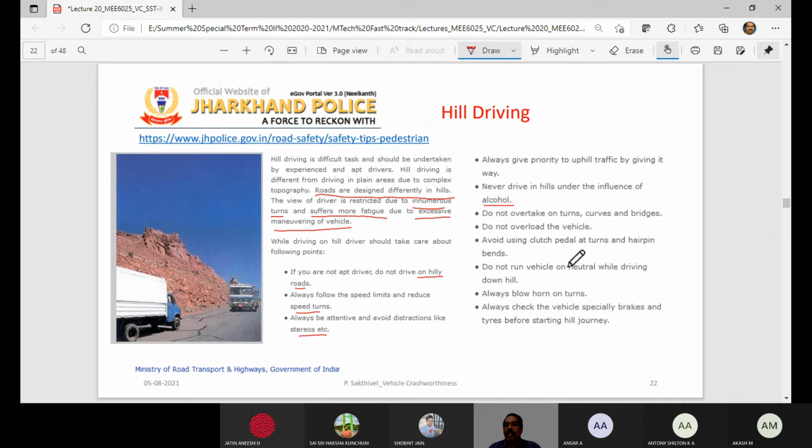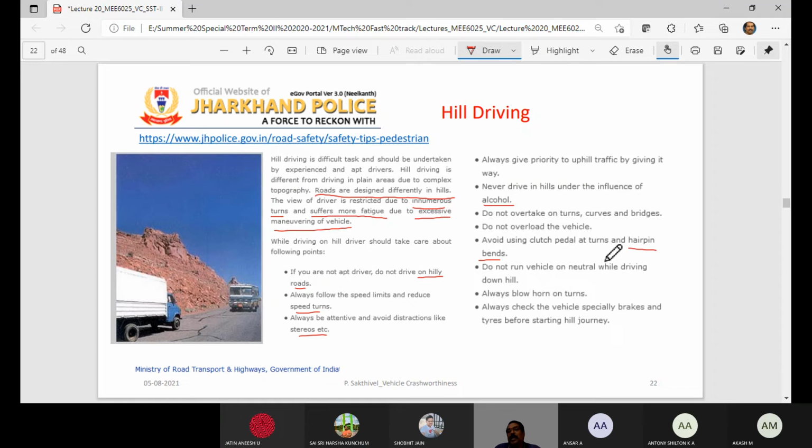Then avoid using the clutch pedal in turns and hairpin bends especially. You would see there are many hairpin bends. You could have driven on a hill station and seen those hairpin bends. So don't use the clutch pedal there, because the clutch is acting as a safety one. When you press the clutch, what is happening? The wheels are free to roll.